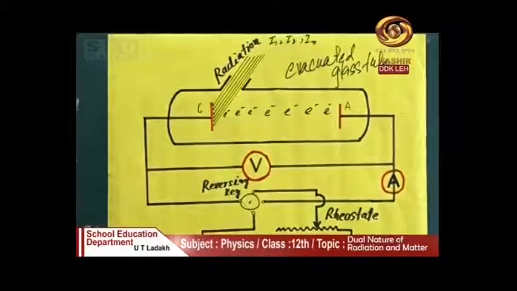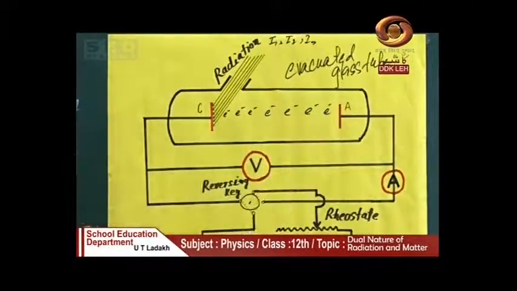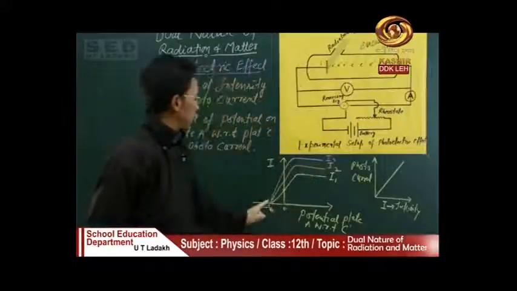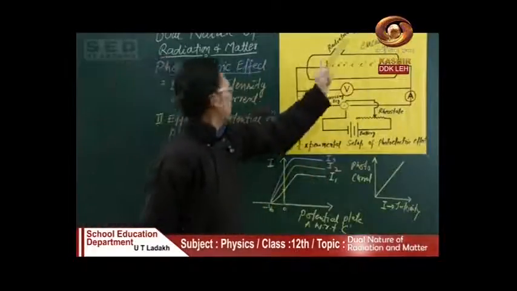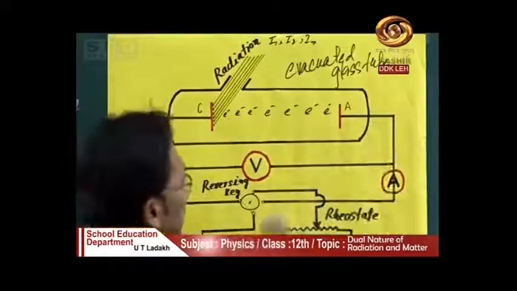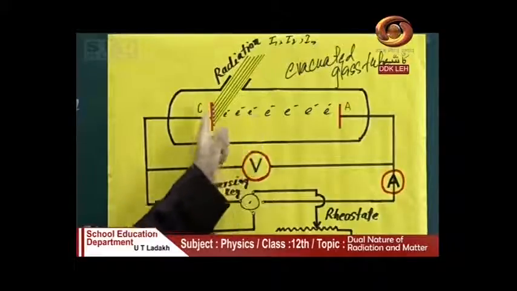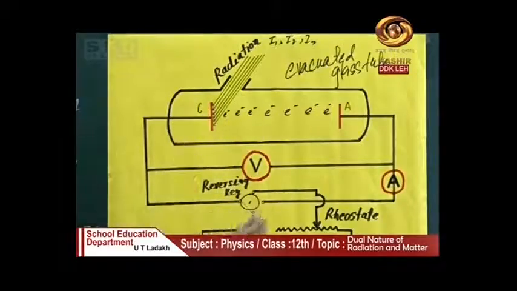So when the potential of plate A becomes equal to V0, the current flowing in the circuit will stop. That means the energy with which the electrons are emitted from the metal surface, I am saying the kinetic energy.